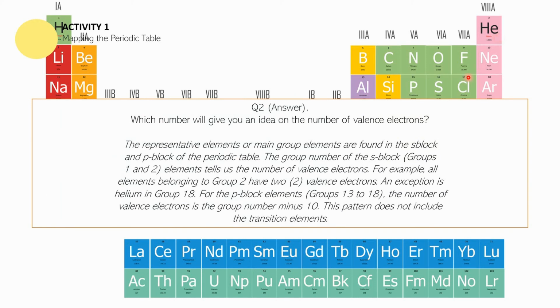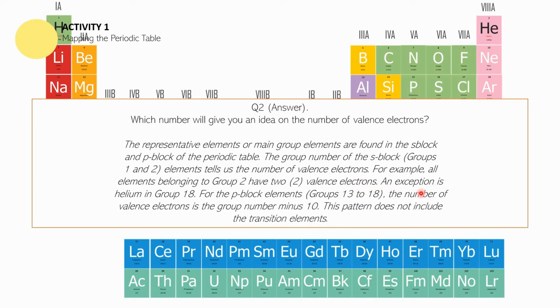For question number 2, the answers must have the following elements. The representative elements or main group elements are found in the S block and P block of the periodic table. The group number of the S block, groups 1 and 2 elements, tells us the number of valence electrons. It's the same concept, okay? So group number of valence electrons. For example, all elements belonging to group 2 have 2 valence electrons.